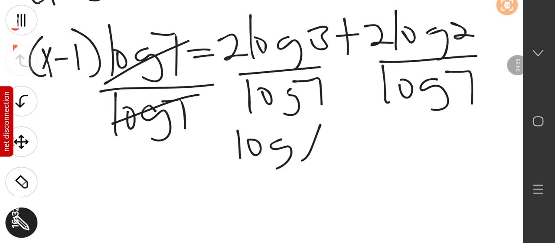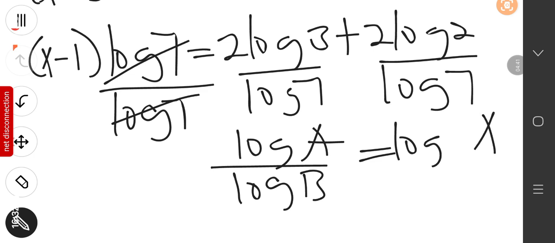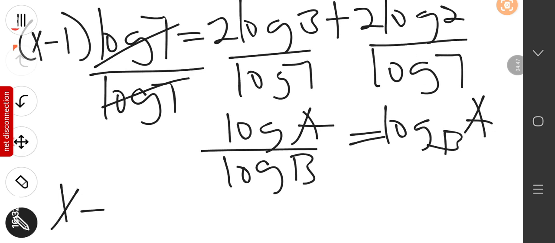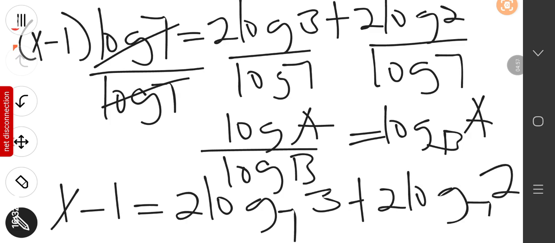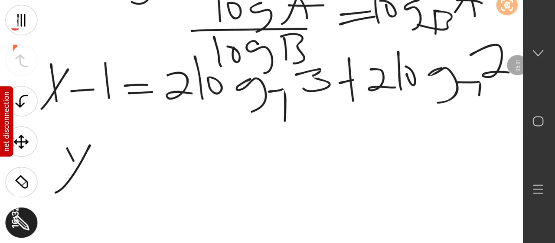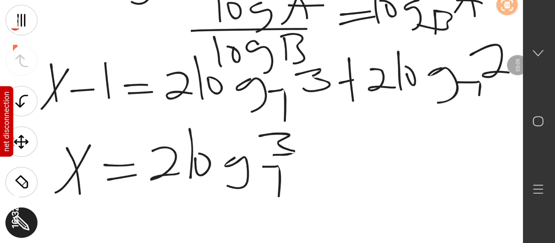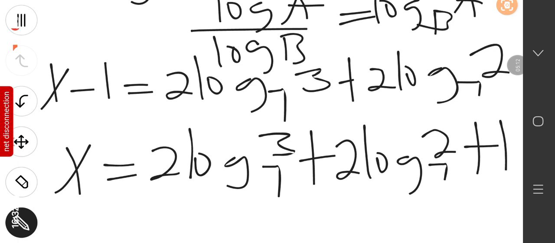Log a over log b should give us log a base b. So we're going to have x minus 1 equals 2 log 3 base 7 plus 2 log 2 base 7. So you're going to have x equals 2 log 3 base 7 plus 2 log 2 base 7 plus 1. And we've made x the subject of the equation.